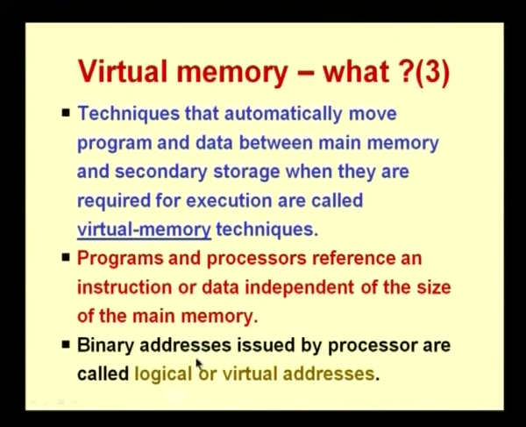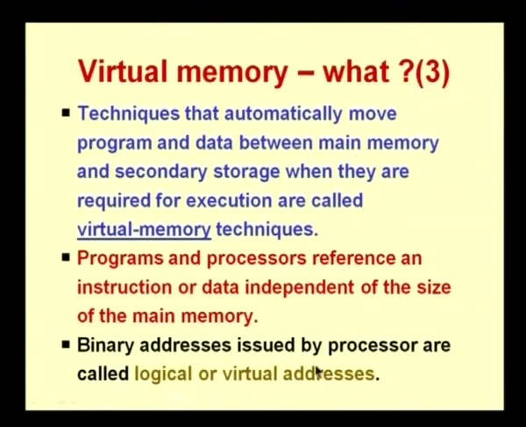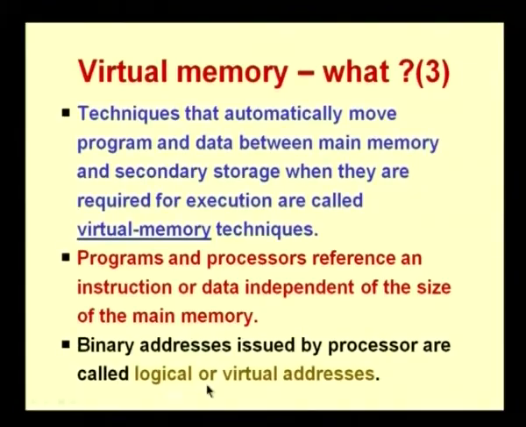What we say is, the binary addresses which are issued by the processor are called logical or virtual addresses, and these virtual addresses go up to 2 to the power of 32 if you take a 32-bit address bus. But if you have only, say, a 512 MB physical memory, your physical address will be only up to 512 megabytes. So, that is the difference we have: physical memory addresses, and logical or virtual addresses which are generated by the processor. So, binary addresses issued by the processor are called logical or virtual addresses. This is what we need to remember.